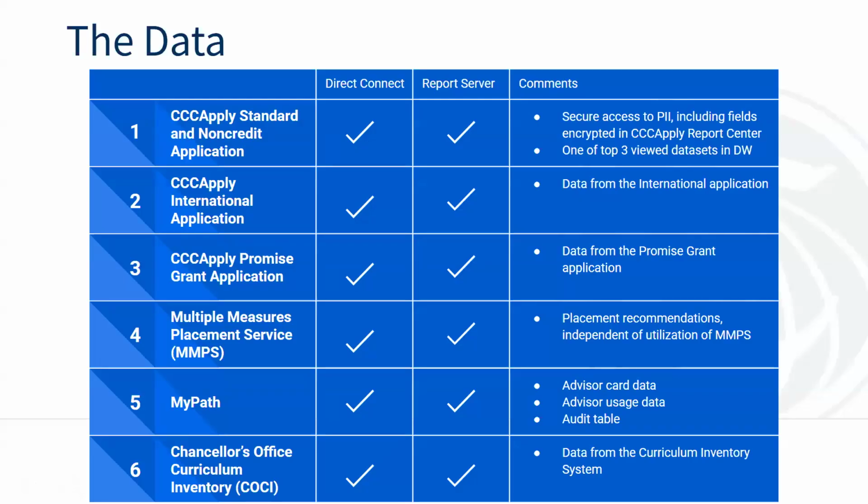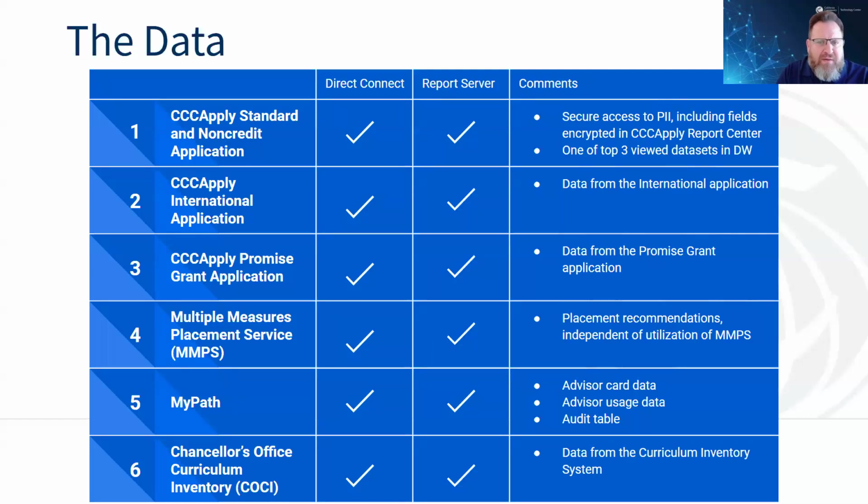The multiple measures placement service provides placement recommendations produced at the time the student completes their application. And that data is in the data warehouse, whether you're utilizing multiple measures or not. Data from MyPath, which comprises advisor card, advisor usage data, and the audit table, as well as data from COCI, or the Chancellor's Office Curriculum Inventory.